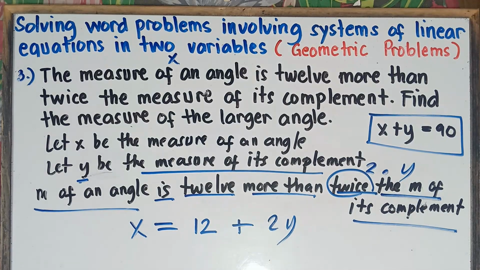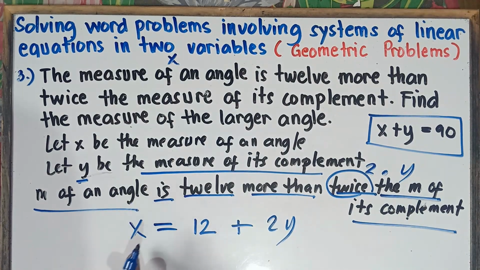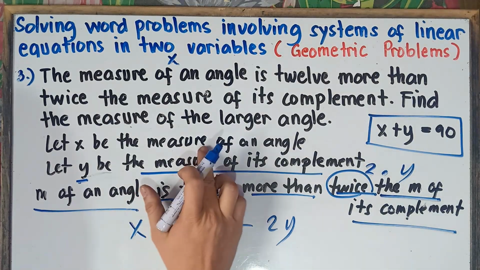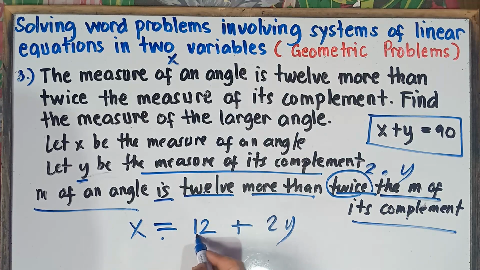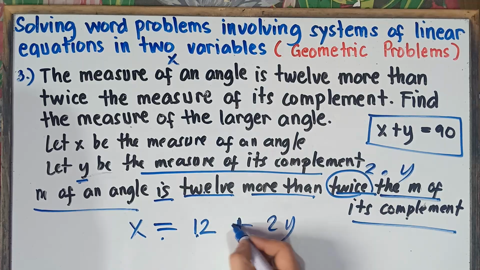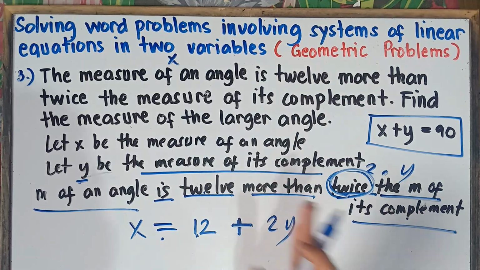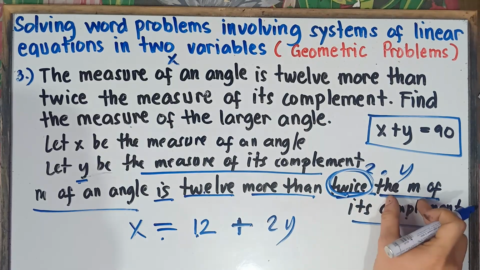Once again, I hope you're not confused, class. The measure of an angle, that would be x. Is, that would be the equal sign. 12, that would be the number 12. More than, that would be the plus sign. Twice, that would be 2 times. Twice the measure of its complement.